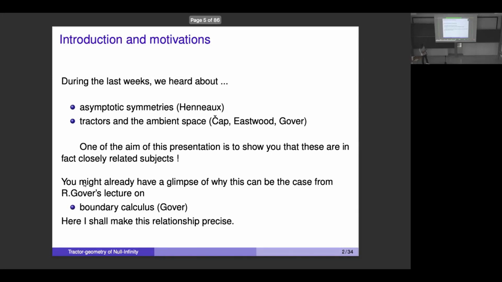And you perhaps might already have a glimpse of why this is the case after listening to Rod Gover's lecture this week. He told us about boundary calculus. He explained that this whole tractor formalism is a very nice one to study conformally compact manifolds in an invariant way. But in this lecture, I'm going to make this relationship fully precise.